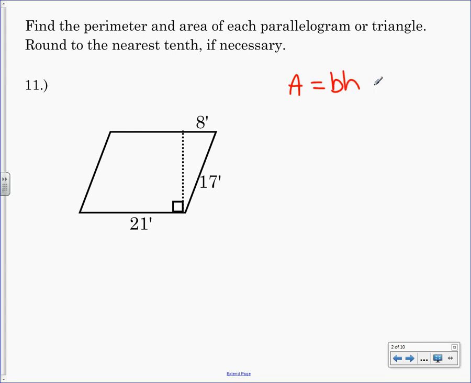By the way, I should probably go back. What makes a parallelogram a parallelogram? How many sides does it have? 4. And what do we know about the sides? The opposite sides are parallel, right? That's what a parallelogram is, okay? So what is the base of this parallelogram? 21. What's the height of this parallelogram? I don't know yet, right? This is our height, okay?